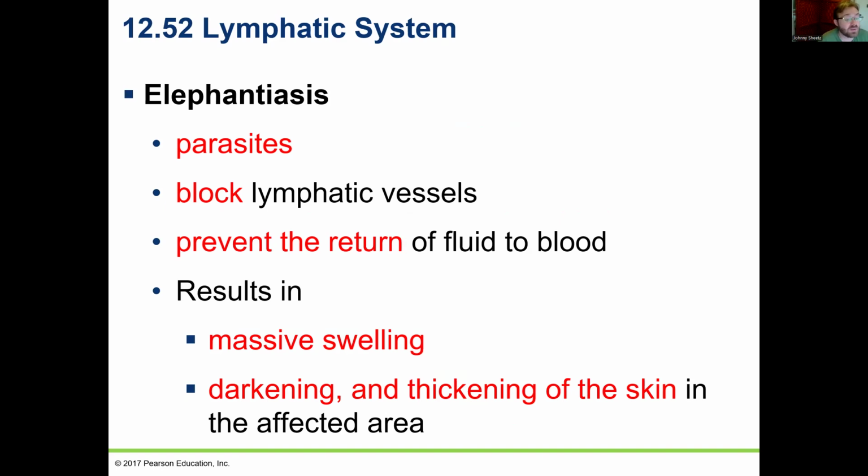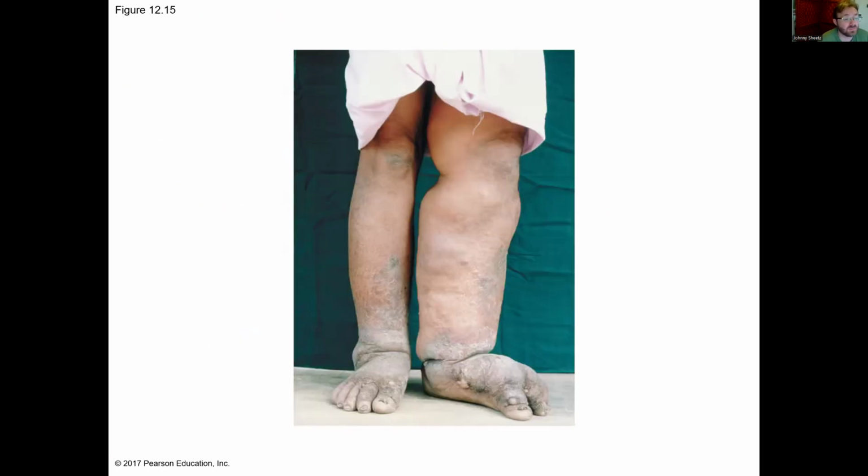This results in large amounts of swelling, as well as darkening and thickening of the skin, and often accumulation of fat and calcified tissue in the region of affliction. So here's an example of someone with elephantiasis in the legs. As you can see, it causes deformation and discoloration of the skin. This can be treated with surgical intervention, but the longer it's left, the more difficult it is because at the end of the day, you're trying to remove all the scar tissue, and this condition forms more scar tissue.